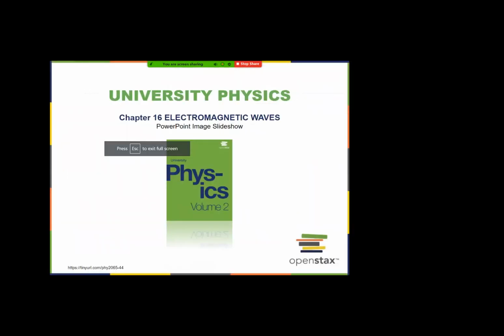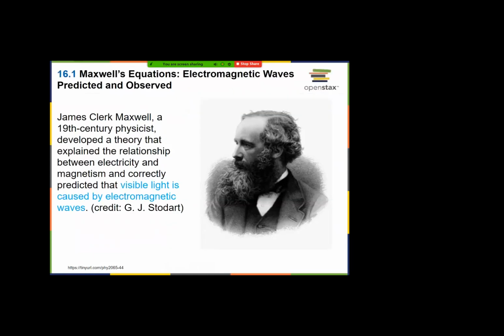This is again the summary of electricity and magnetism. It was in the 19th century that James Maxwell developed a theory that explains all the relationships between electricity and magnetism. He also predicted that visible light is caused by electromagnetic waves. So basically light is electromagnetic waves, or what we call EM waves.